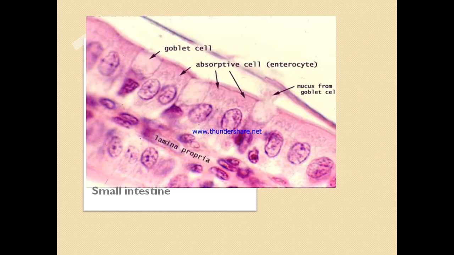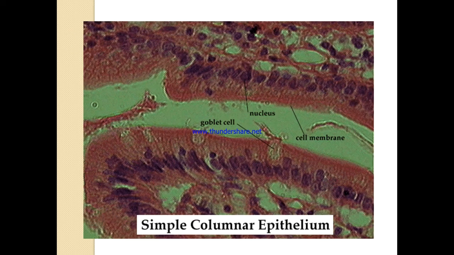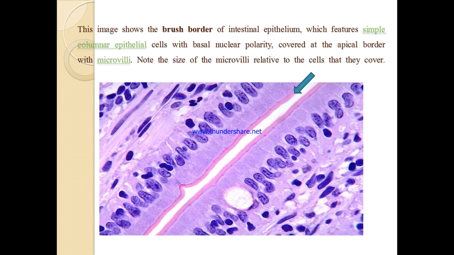This is a goblet cell, scattered between columnar cells of the small intestine, with secretion of mucus. This image shows the brush border of the small intestine epithelium. The cells are simple columnar epithelium with basal nuclear polarity, covered at the apical border with microvilli. So microvilli are called the brush border of intestinal epithelium, and their size is very small relative to the cells that cover it.